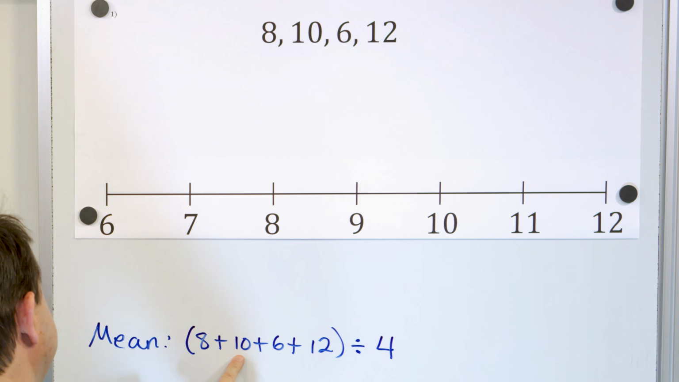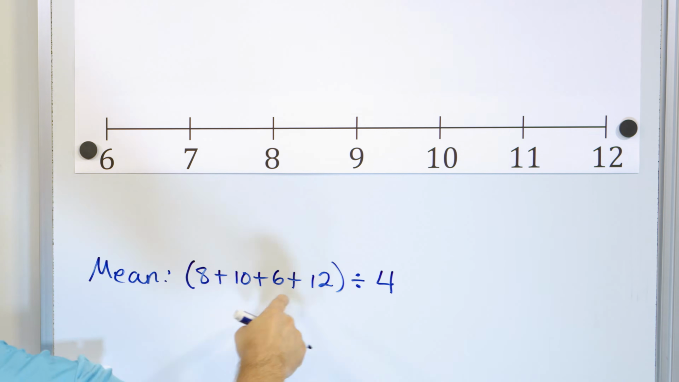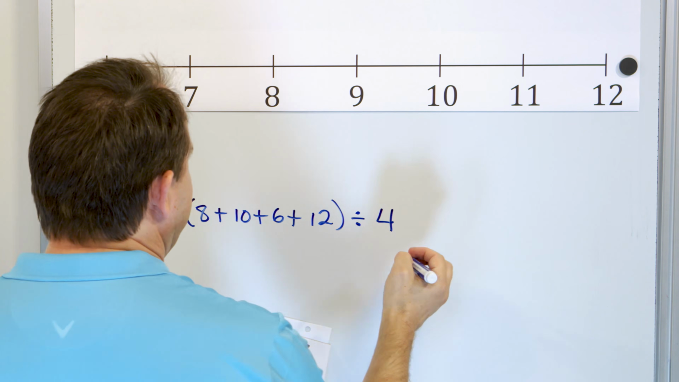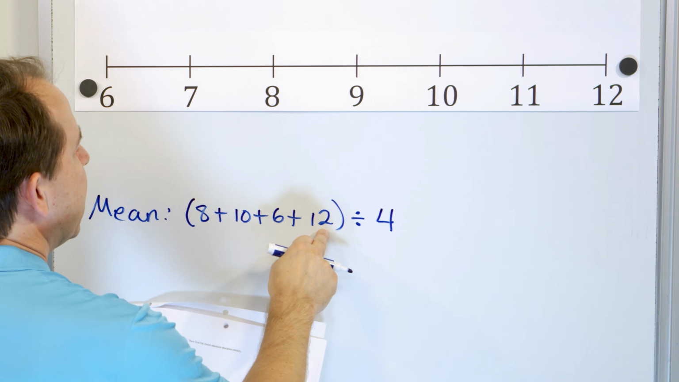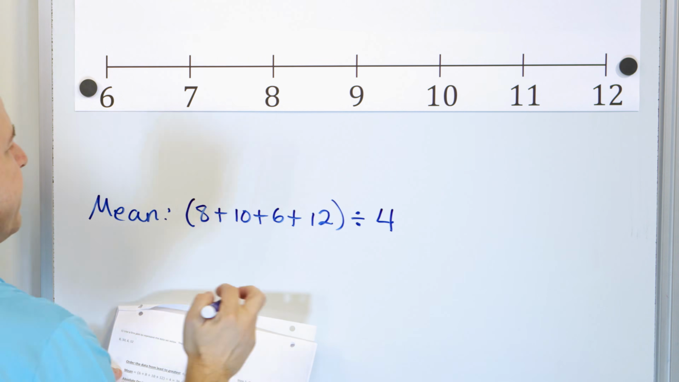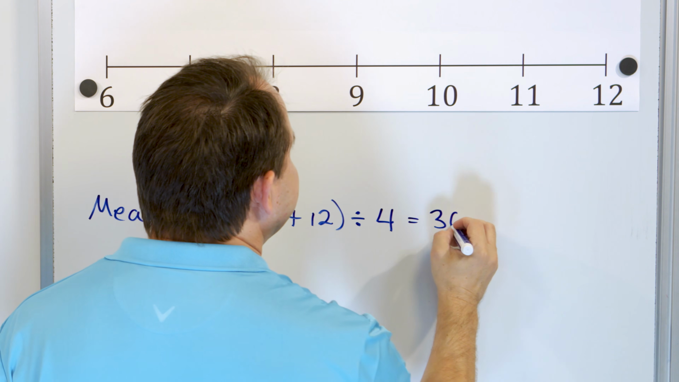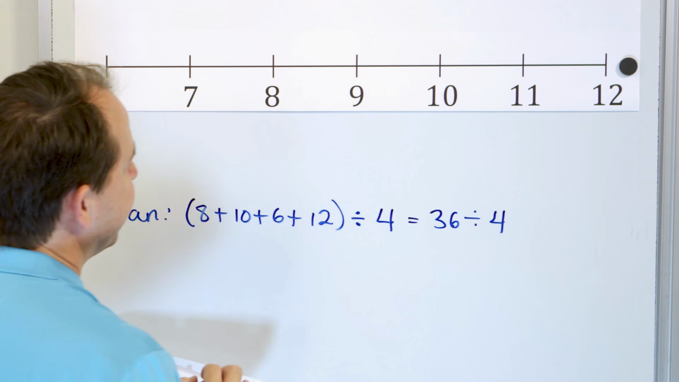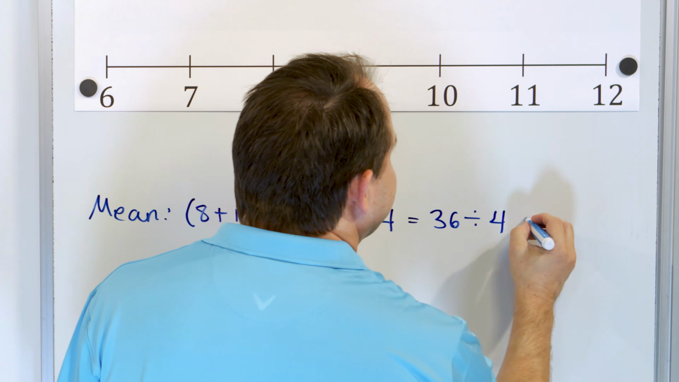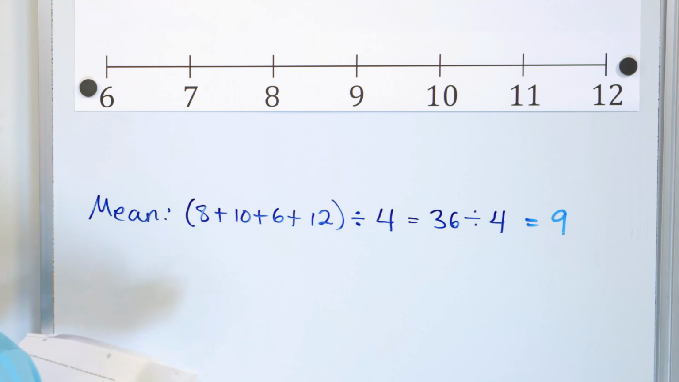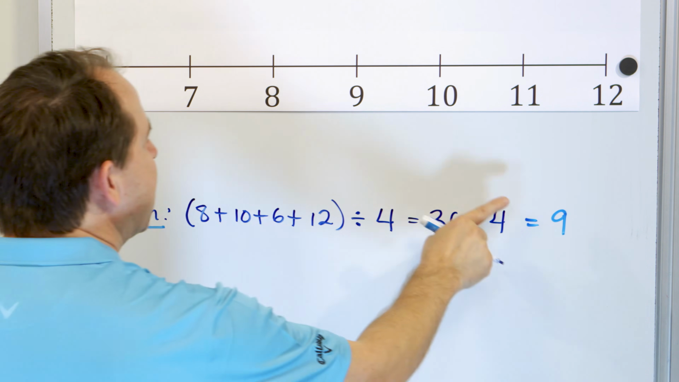So when you add 8 plus 10 is 18, then 6 and 12, what you're going to get is an answer of 36. You can see this is 18, 19, 20, and then 30, and then 6. If you add them up, you'll get 36, right? So you have 36, and then you'll divide that by 4. 36 divided by 4 is 9. So what we have figured out is that the mean of this data is 9.